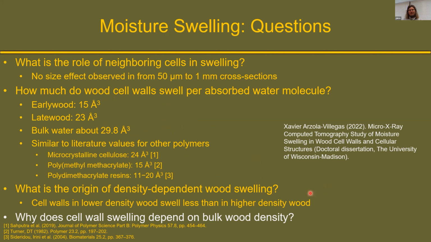In terms of the origin of that density dependent wood swelling, the cell walls in lower density wood actually swell less than in the higher density wood. And we've got some pretty good ideas for why that is, but that's the next question that we're working on answering.